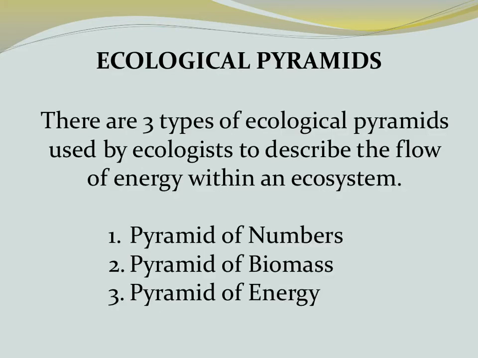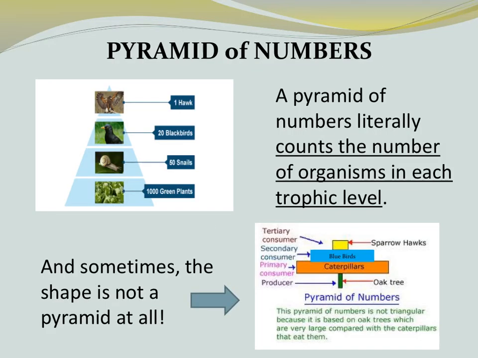Okay, so let's talk about ecological pyramids. There are three types of ecological pyramids used by ecologists to describe the flow of energy within an ecosystem. The first one is called a pyramid of numbers. There's also a pyramid of biomass, and probably the most accepted is the pyramid of energy. A pyramid of numbers literally counts the number of organisms in each trophic level.